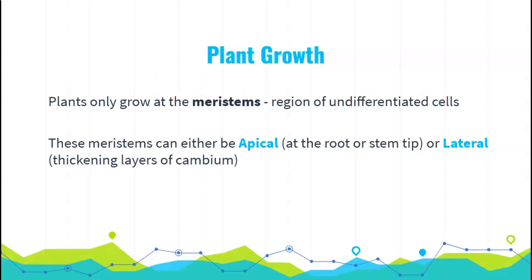The way that plants grow is through something called a meristem. A meristem is a fancy word for undifferentiated cells. Meristems only exist in certain areas of the plant. They can either be at the root or the stem, so the two ends of a plant, and those are called apical meristems. Or think about trees where they grow those rings. That can be lateral meristem, where they are thickening the kind of like the waist of a plant.